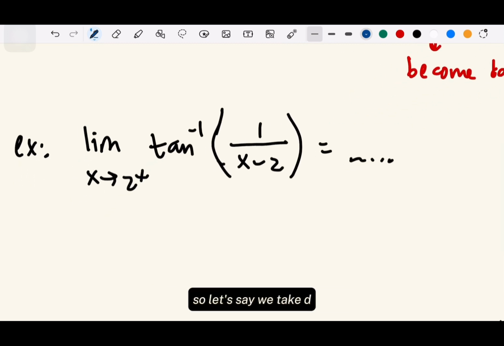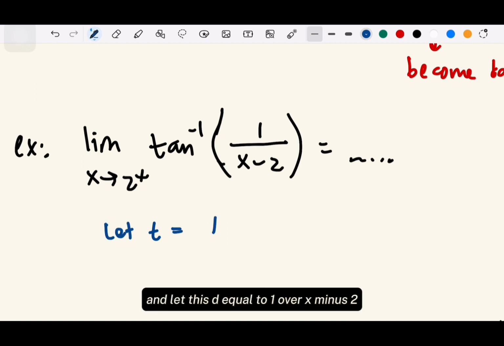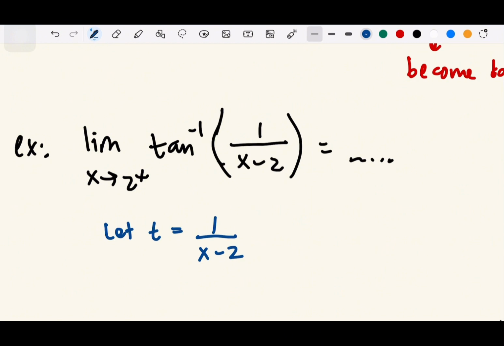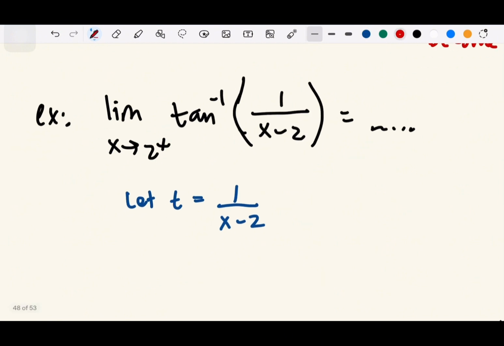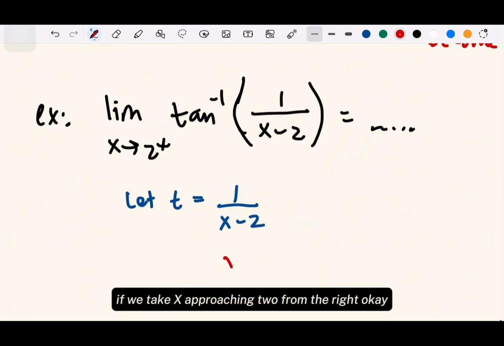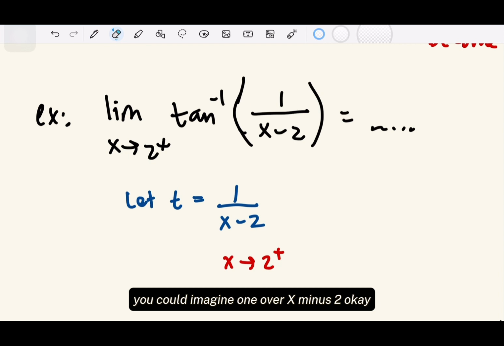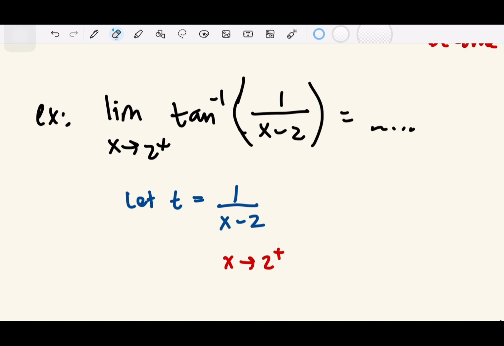So let's say we take t and let this t equal 1 over x minus 2. From this expression, if we take x approaching 2 from the right, you could imagine 1 over x minus 2. Remember 1 over x like that, right? So you could imagine 1 over x minus 2, and then you move 2 units to the right using some transformation function. That will be in your quiz.